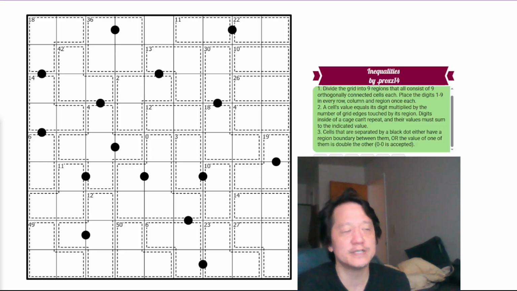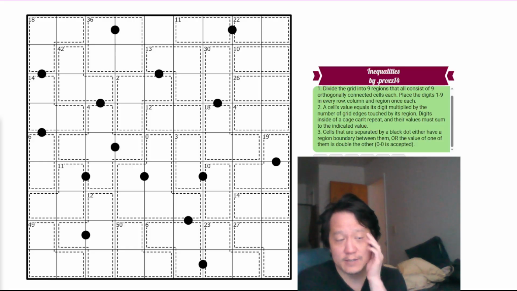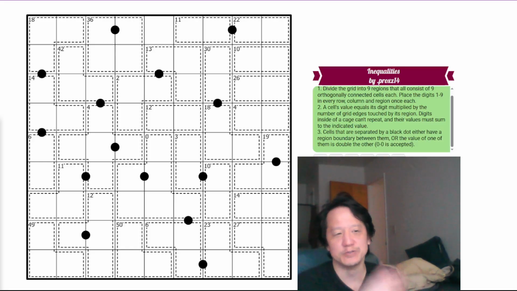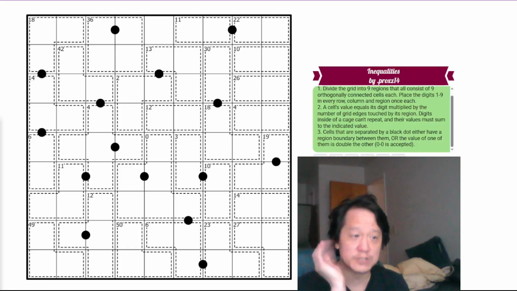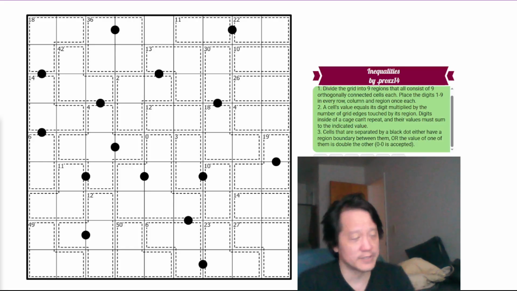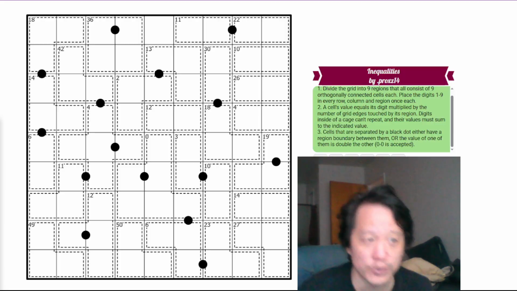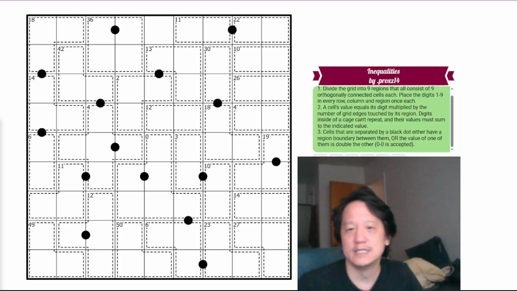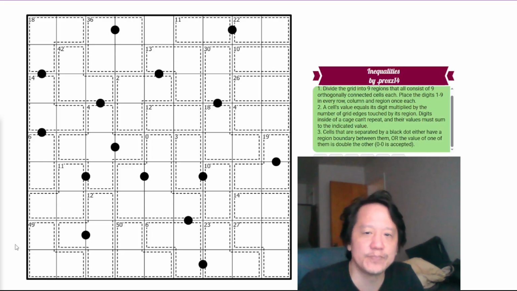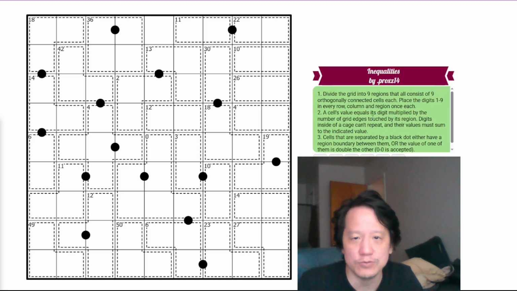And so this was going to take some time. You'll probably know how long it takes me, because you'll be able to see the length of the video. But anyways, today's puzzle is called Inequalities, so this is going to take some time. It's probably at least an hour for you and me. And this is by Proxy 14. Let's get to the rules.